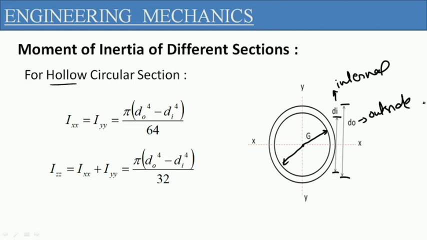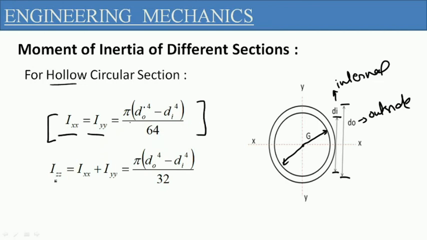So we will apply the same concept here. So Ixx will be equal to Iyy, because the diameter will be the same at each and every point. So it will be equal to pi times do to the power 4 minus di to the power 4, by 64. So this is the formula for hollow circular section.